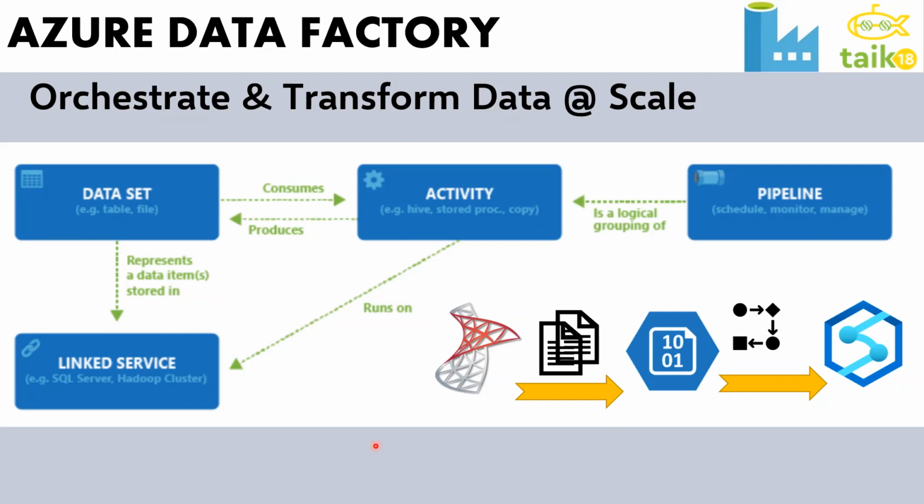And all the kinds of actions we want to do, like creating a stored procedure, copying data from one source to another, or any kind of transformation, whatever the logic behind it, everything comes under the activity. These activities are grouped together in the form of pipelines. In the pipeline, we can schedule, monitor, and manage all our activities. So these are the four basic components of Azure Data Factory.